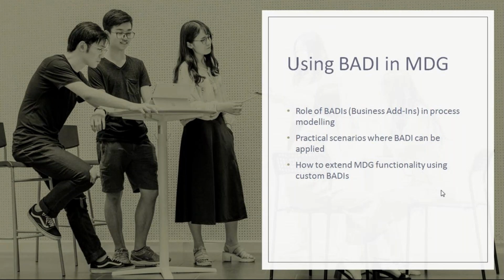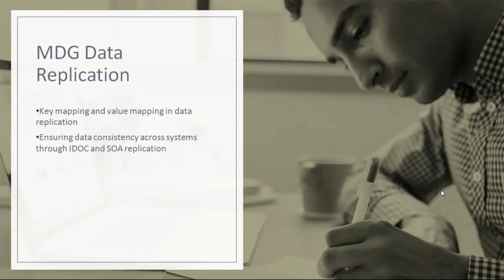Okay. And then you have MDG replications. For replications, we are going to deal with two things: replication with IDOC and replication with SOA services. Okay. In which cases we are going to use IDOC and in which cases we are going to use SOA services, we are going to discuss in detail. Also apart from that, we will have value mapping and key mapping. These are the things used to communicate between MDG and the external system.